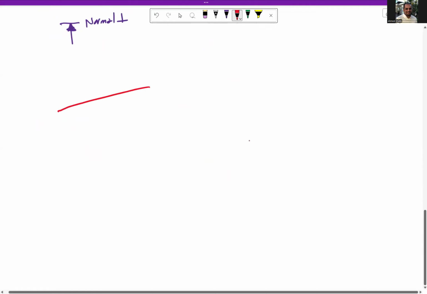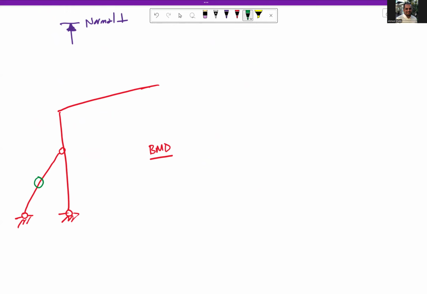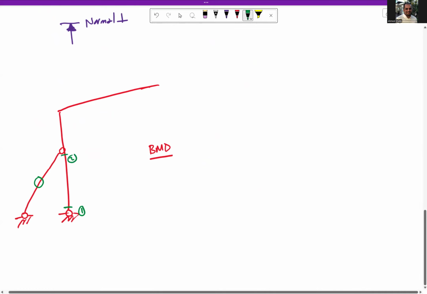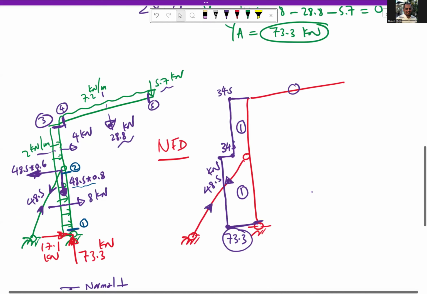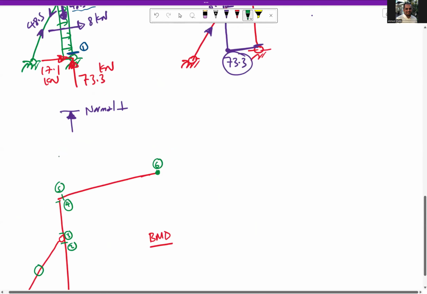For the shear, or for the moment first, start with the moment. Bending moment diagram. The moment on the tie is equal to 0 because there is no moment on ties. And we have here cut 1, cut 2, cut 3, cut 4, cut 5, cut 6. So the moment at cut 6 is 0 because we don't have any moment at section 6 here or 5.